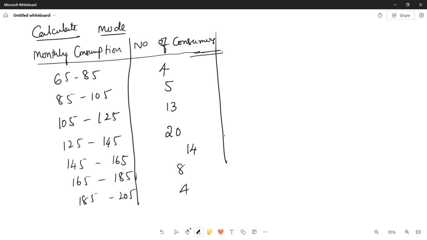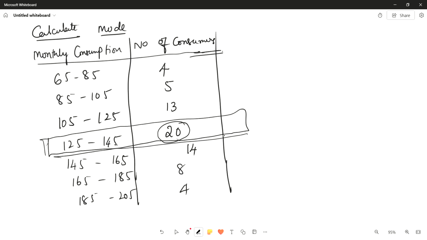Now we are trying to calculate the mode, the most occurring number for this frequency distribution table. If you observe here, 20 is the frequency. 20 is the highest number we have. That means monthly consumption 125 to 145, in this range it is more. So this will be the modal class.